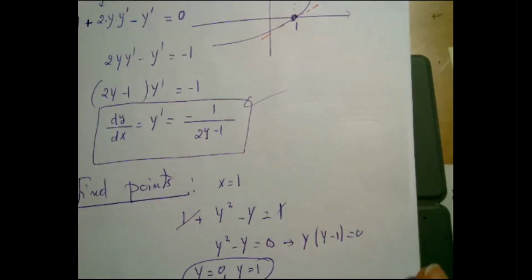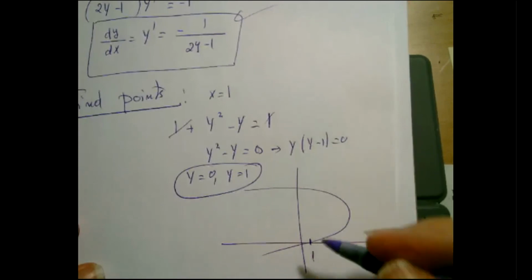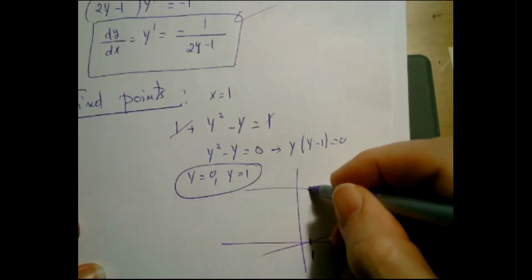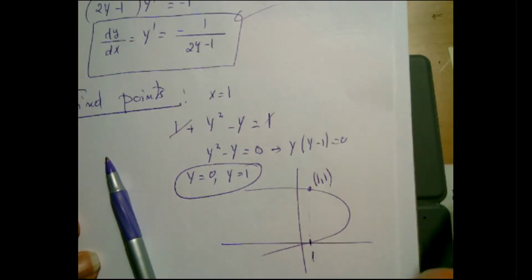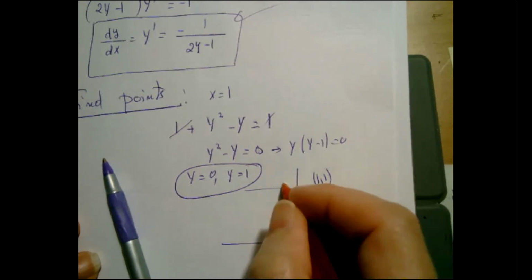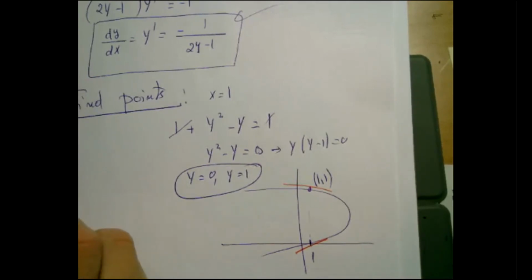So the points on the curve, if I draw the curve again, if x is 1, that's 1 point, 1, 0, and there is another one right here, that's 1, 1. So if you give me x equal to 1 and they tell me find, I plug in the 1 into the formula and I proceed. And now I want the slope here and the slope here. Now that's easy.